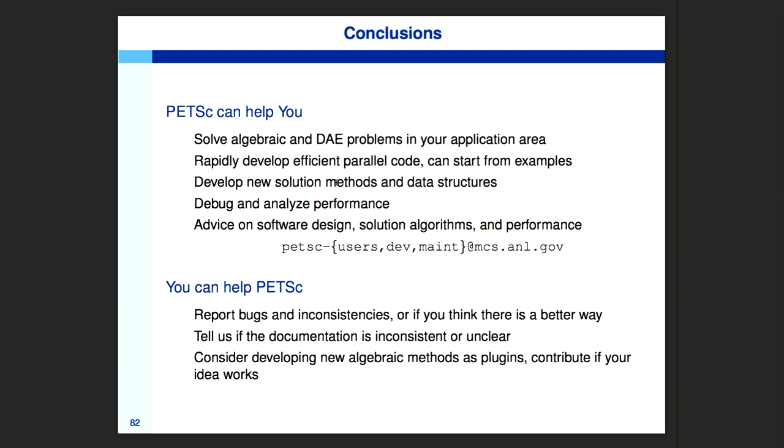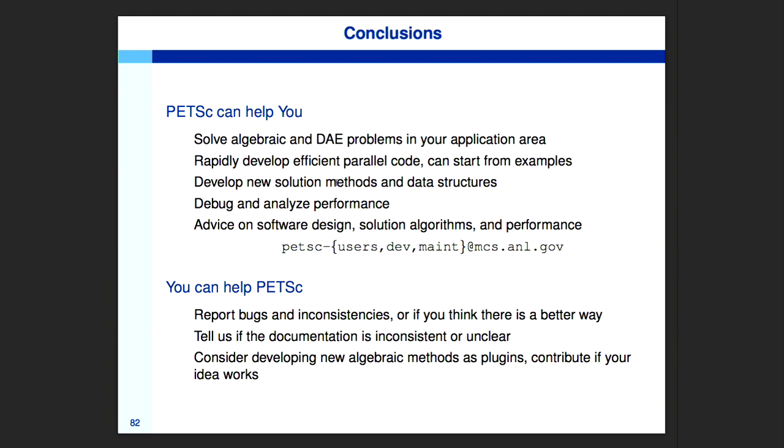As a conclusion for the tutorial, we can help you with solving algebraic and DA problems. We hope that PETSc can provide an efficient way of getting your code running in parallel. And we provide support, help, and discussions through our mailing list. PETSc uses a mailing list which you can use, or petsc-maint is a way of contacting us with bugs.